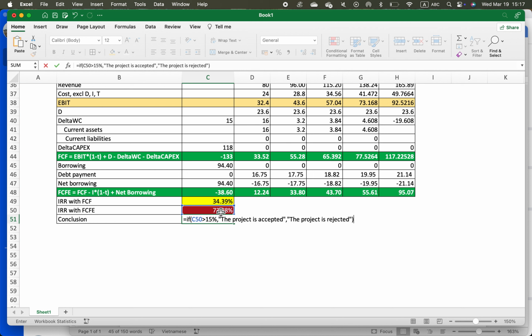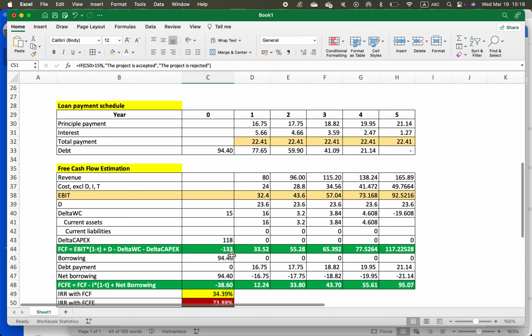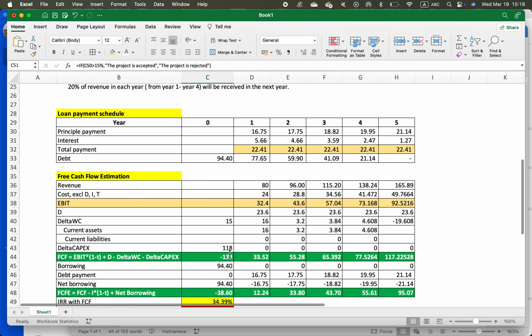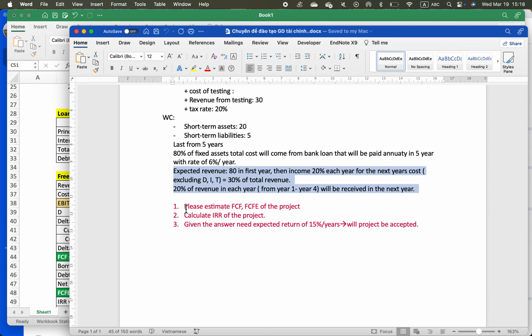So what do you reckon? Is it accepted in this case? Of course it is accepted, because the IRR is much larger than the expected rate of return, which is 15%. So that's the answer for this.